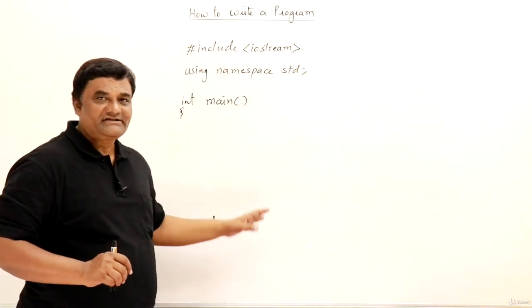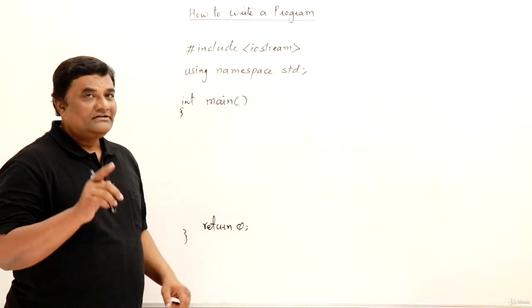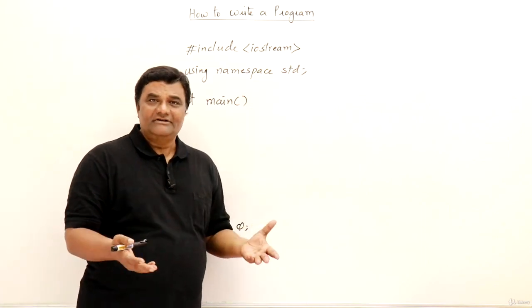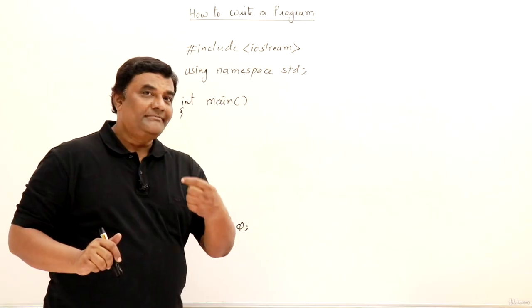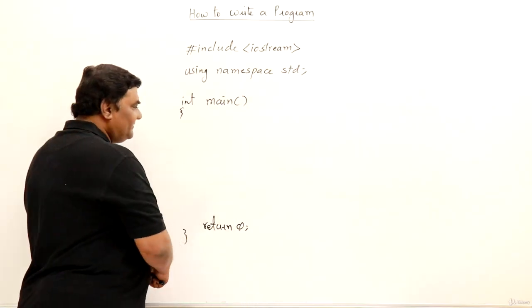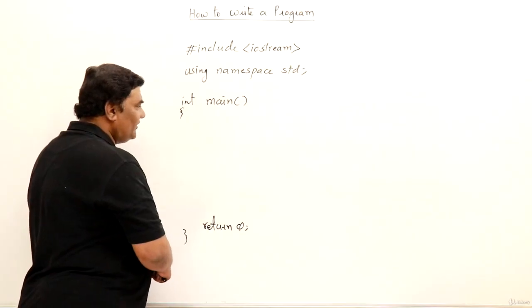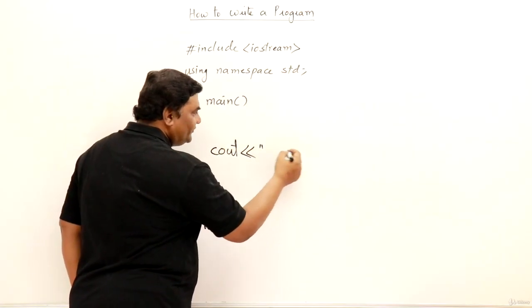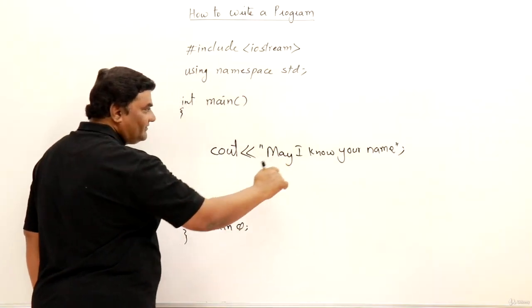So for this I have a skeleton ready, available here. Now let us write on the steps. So I'm not showing flowchart, all these things. This is a simple one. So first thing, I have to give a message to you. So what is that? May I know your name? So for displaying a message on the screen, I should use cout. So cout, may I know your name? So this will appear on the screen.